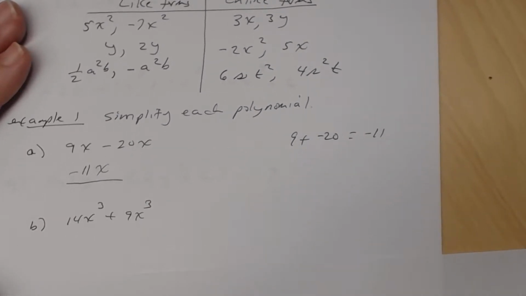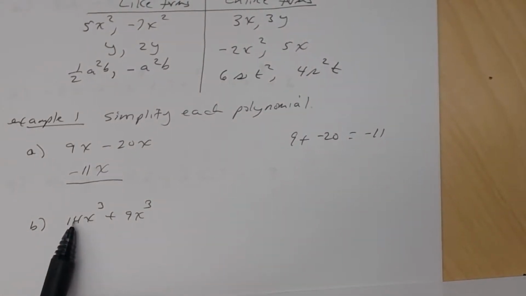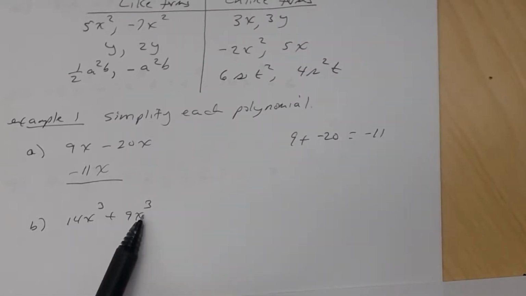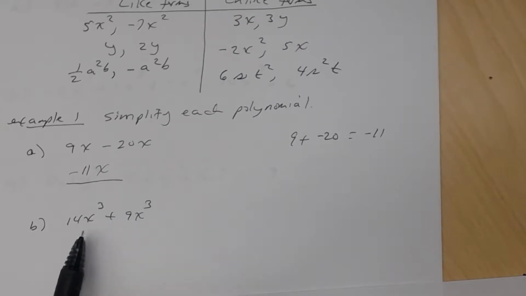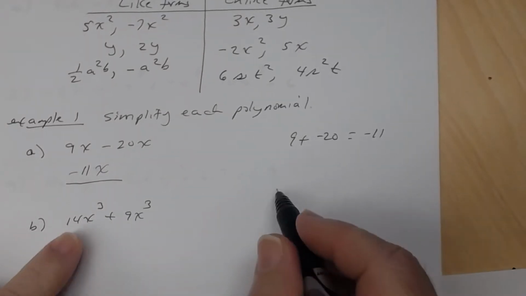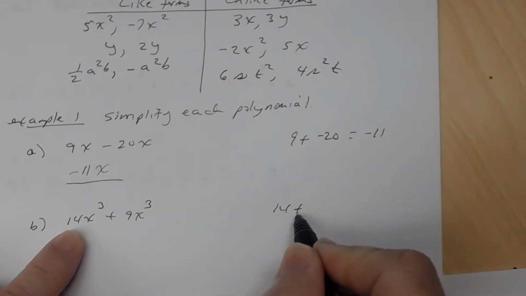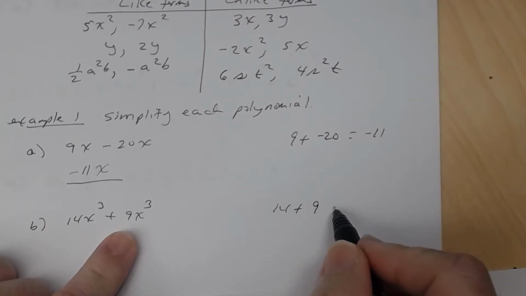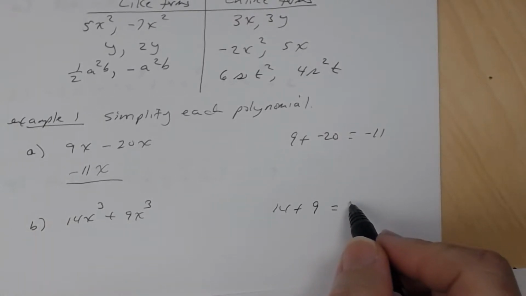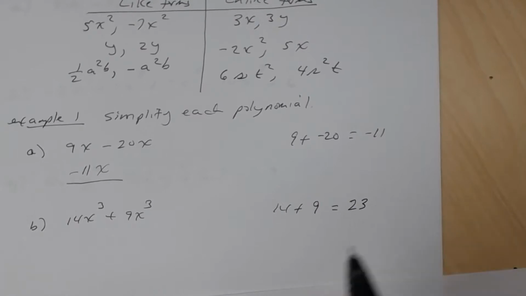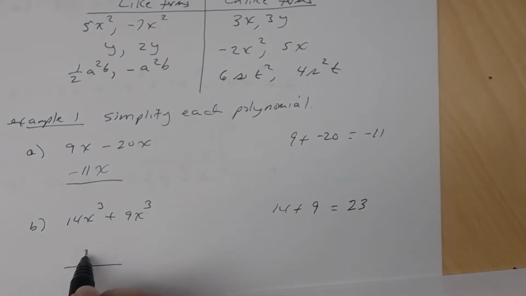The next one, letter B. These two terms are like terms because they both contain the variable x raised to the same power. So then we just add our coefficients. This coefficient is 14 plus this coefficient is 9. 14 plus 9 is 23. So the answer then would be 23x cubed.